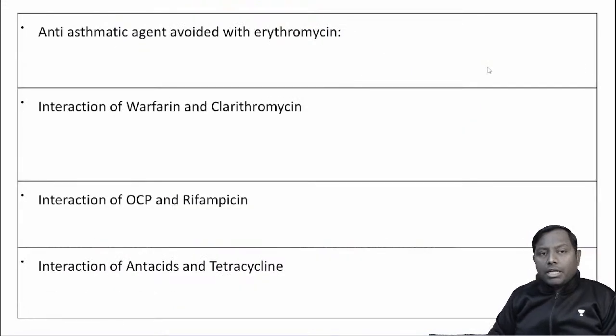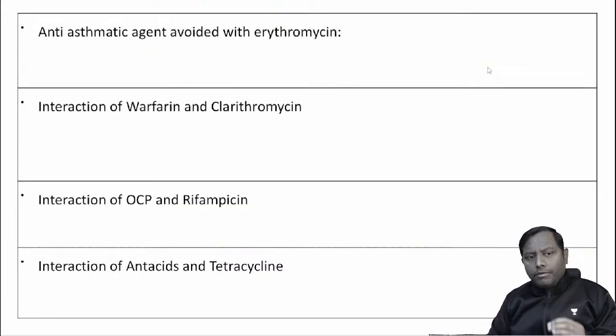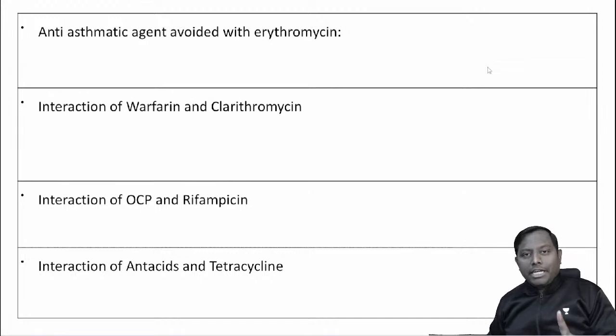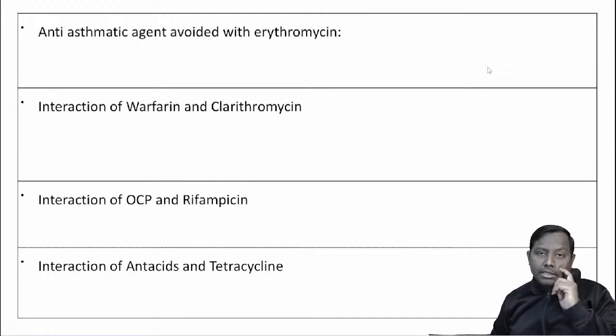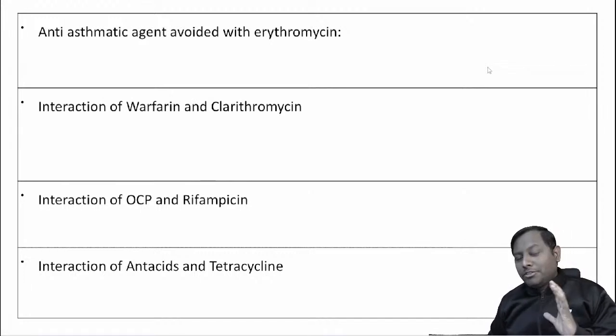Which anti-asthmatic drug is avoided with erythromycin? Always remember, ये जो 4 क्वेश्चन इस स्लाइड पे मैं दिया हूँ, these 4 questions are from drug interaction. Expect one question from drug interaction. Definite one question from drug interaction.